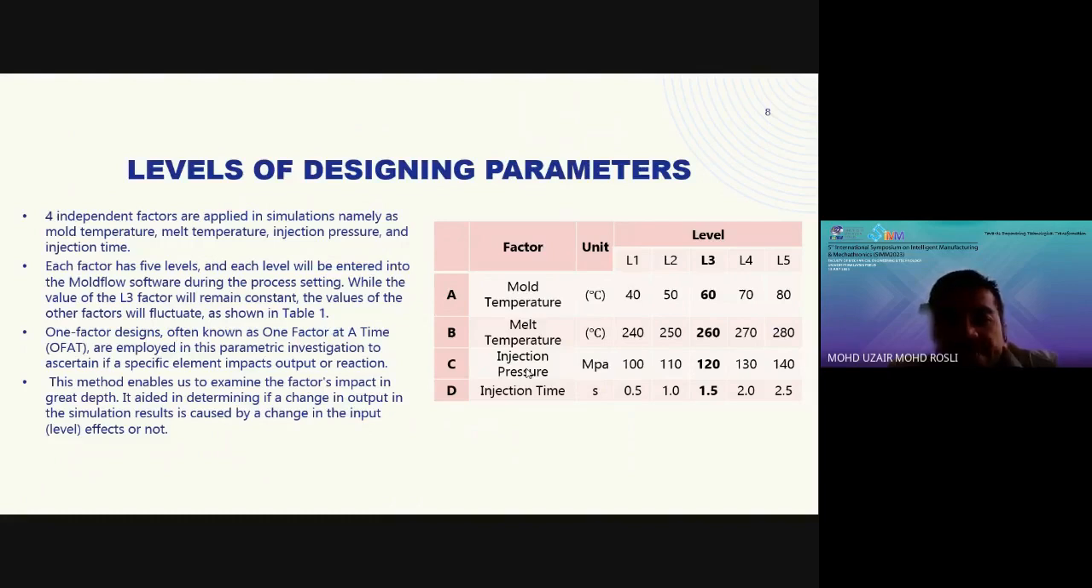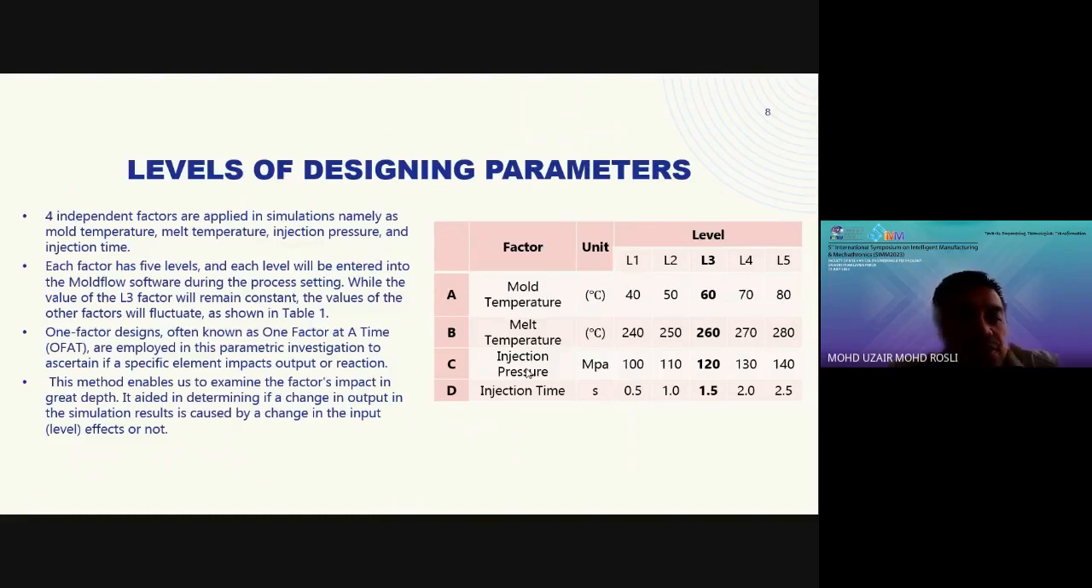In level 3, we use it as the datum. For example, for run one, we use 40 degrees for mold temperature, and for the remaining factors we use the L3 values: a melt temperature of 260 degrees, an injection pressure of 120 megapascals, and an injection time of 1.5 seconds. And it goes on for all the runs.